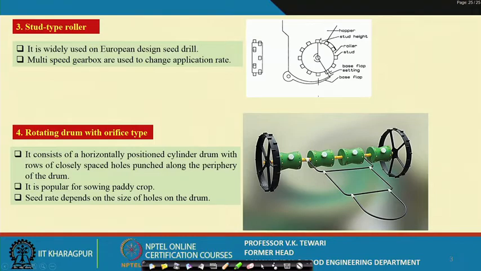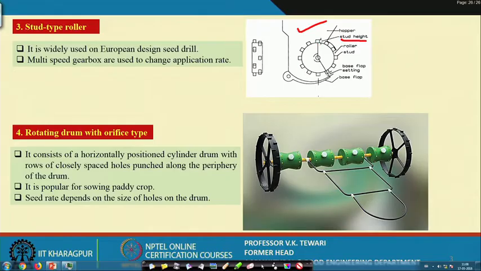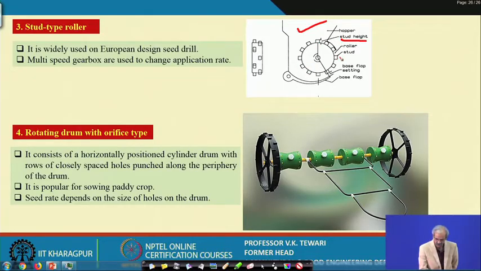Stud type, a very simple one, being used for a long time. Here, this is the hopper, and these are studs on the periphery of this roller. These studs pick up the seeds in between like this, and then the setting flap is here, and this base flap will be cutting, and then here the seeds will fall.